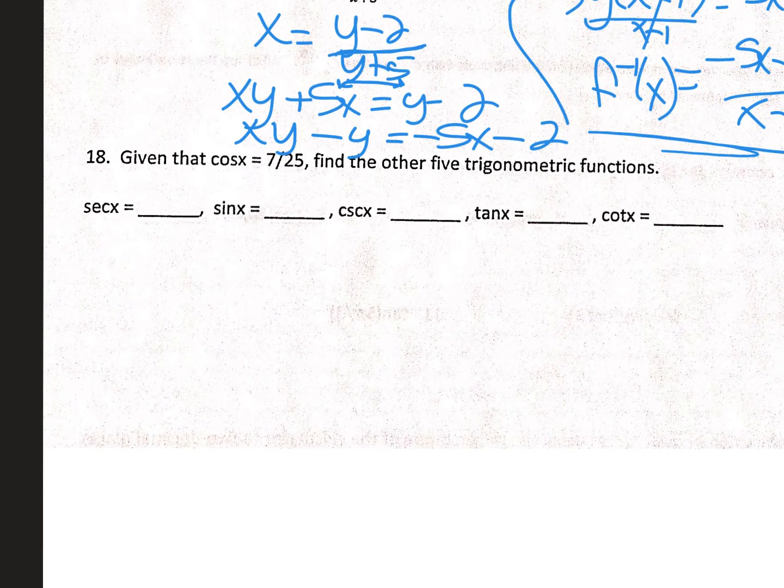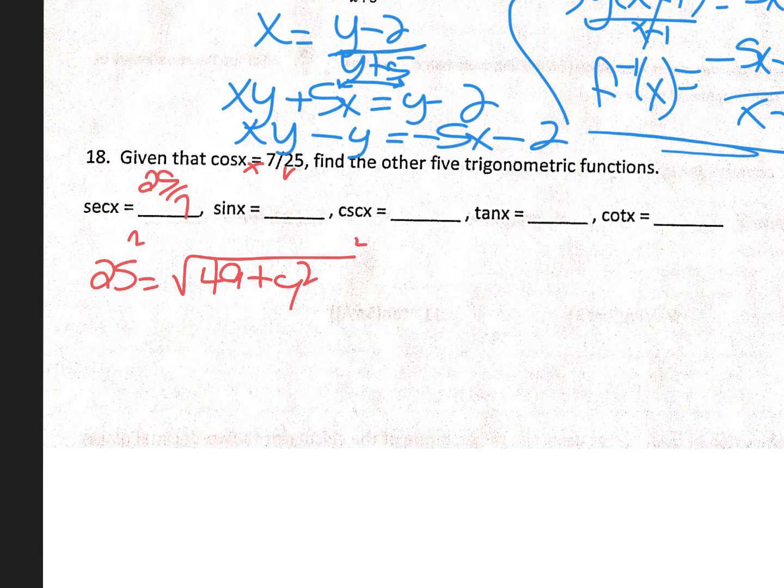Last one. Given that the cosine is 7/25, find the other 5. One thing I know already, I know secant is 25/7 because it's the reciprocal of cosine. And I'm also going to know that cosine is really x over r. That cosine is really x, and that's r. So I'm going to say r equals, or 25 equals, the square root of x squared plus y squared. Well, x is 7. So 7 squared is 49 plus y squared. So I'm going to square both sides. It gives me 625. Over here gives me 49 plus y squared. Move the 49 over. That's 576.